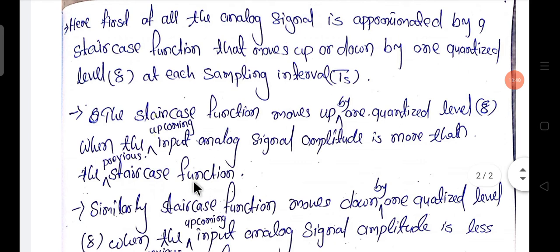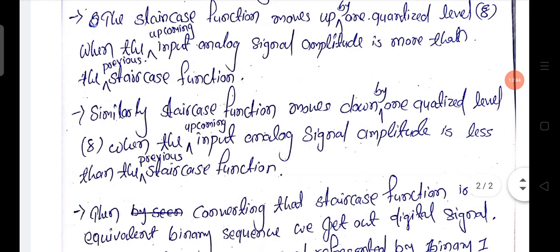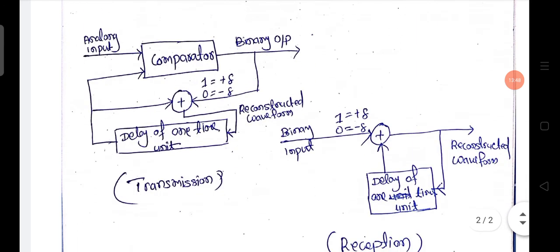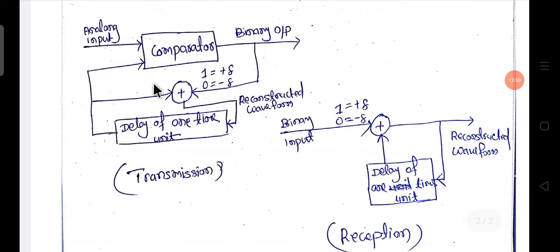Similar things are written here, you can study. Now see the modulator. This is the modulator, or transmitter. In the transmitter side, this much happens. In the receiver side, this much happens.